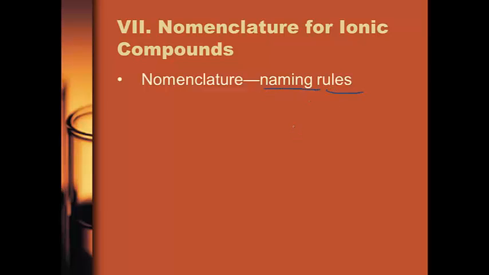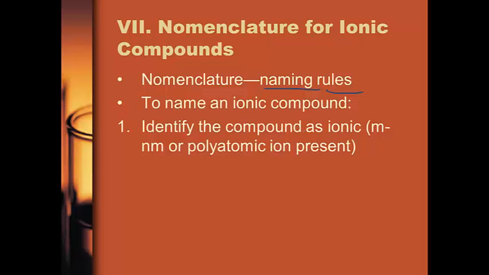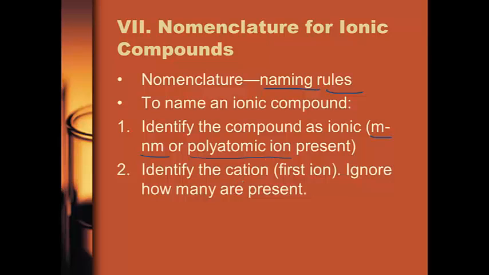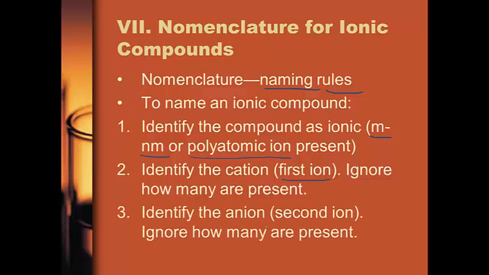Okay, so, how do you name an ionic compound? Pretty simple. Figure out that it is an ionic compound. Look at the formula: metal, nonmetal, or you'll see a polyatomic ion present. Second thing, the cation. It's always the first ion. If it has a subscript, that means you have more than one of them, but the first ion you see is the cation. Then the rest of the compound must be the anion. Again, you don't care how many are present. Just identify them by sight and know what their names are.